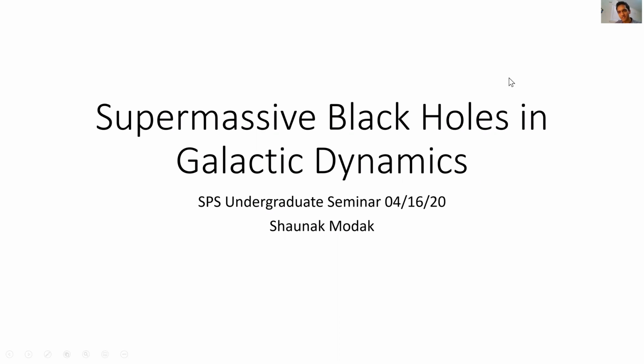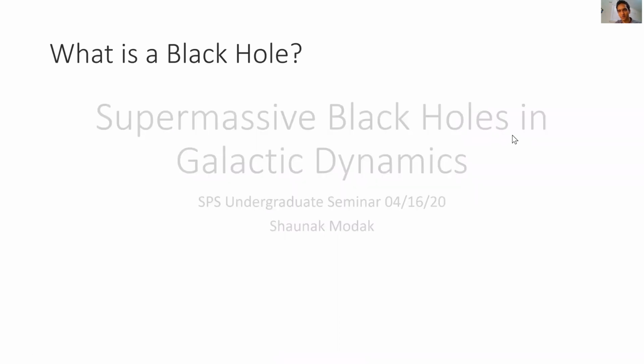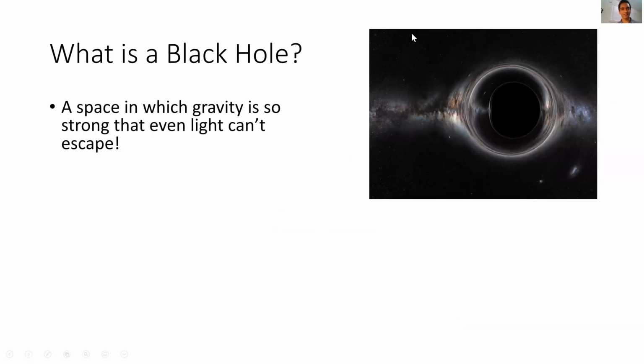So I guess the first question is just, what is a black hole? The technical definition is a space in which gravity is so strong that light can't even escape. You see a lot of drawings of them that look kind of like this, where there's this ominous empty black blob in the middle. That's what the black hole is. And then you see these warped views from gravitational lensing of the surrounding stuff.